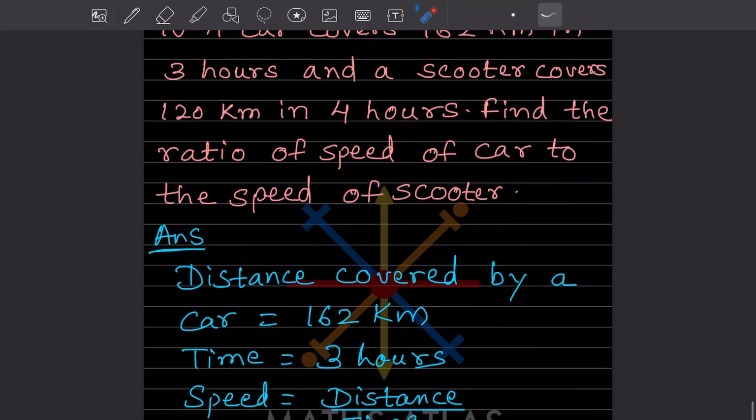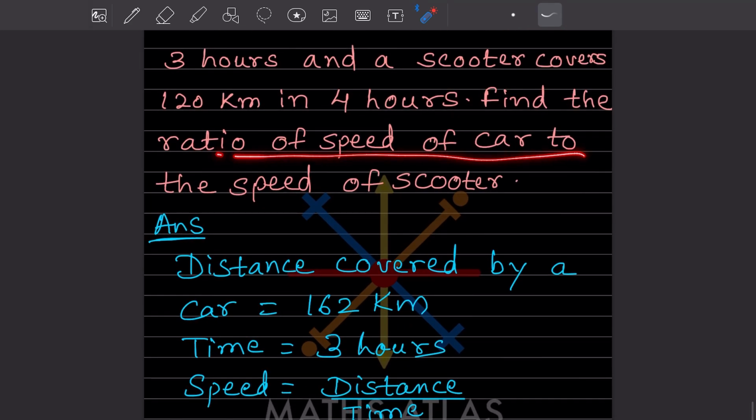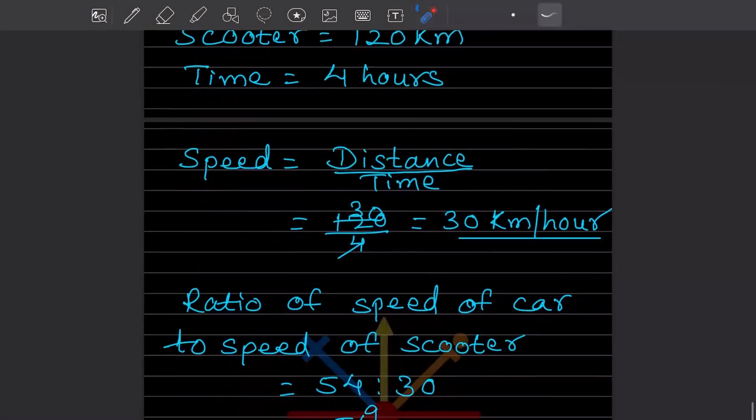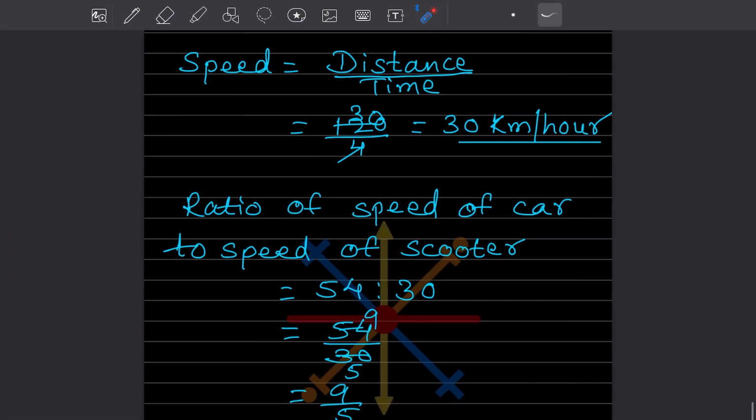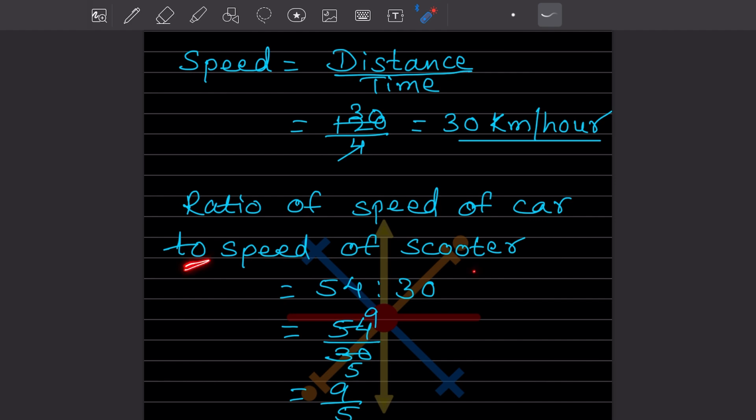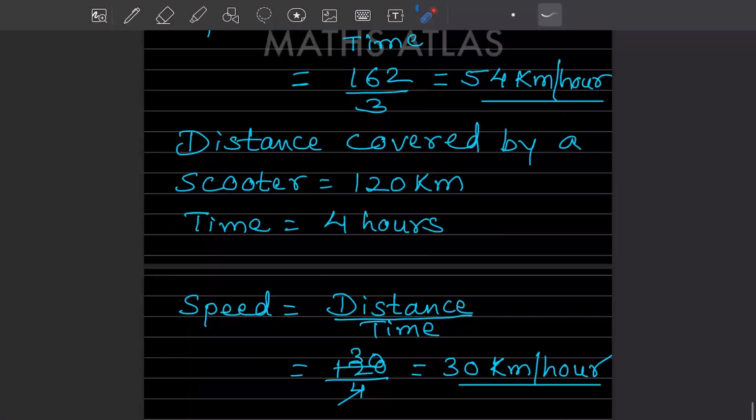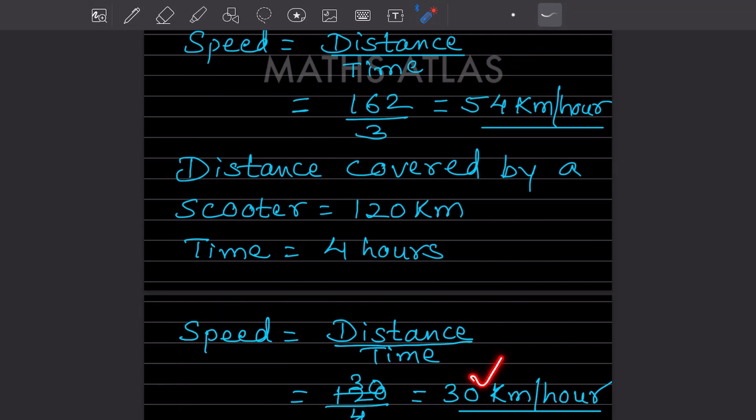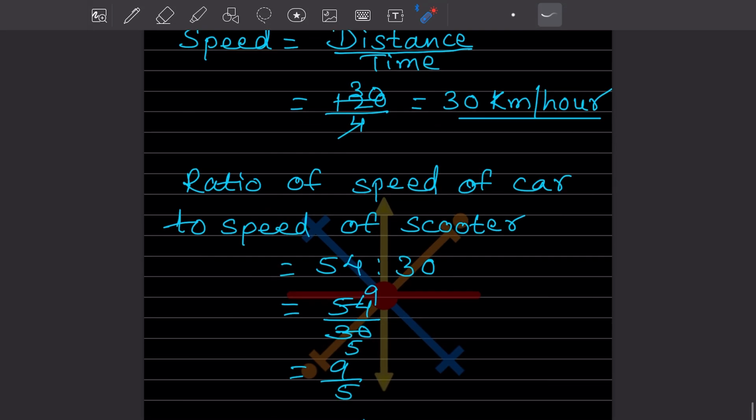So now what did they say here? Find the ratio of speed of car to the speed of scooter. Here "to" means, we have studied in the video, that is the ratio. We use "to" for the ratio. So now the ratio of speed of car to speed of scooter. So what did we get here? Here we got 54 is to 30.